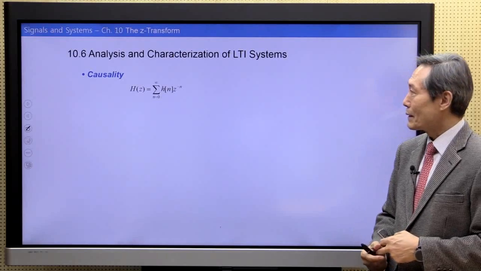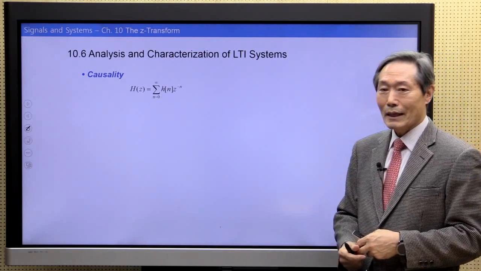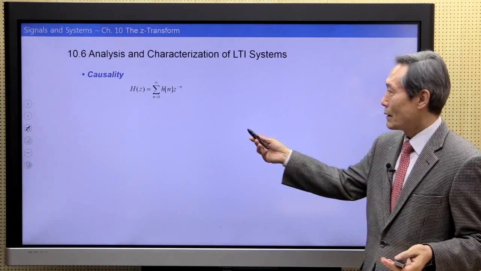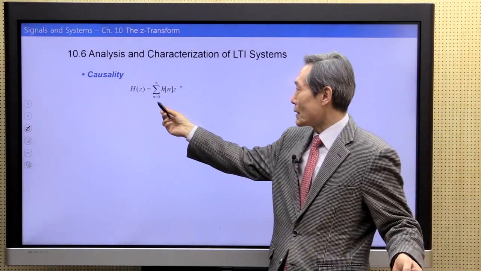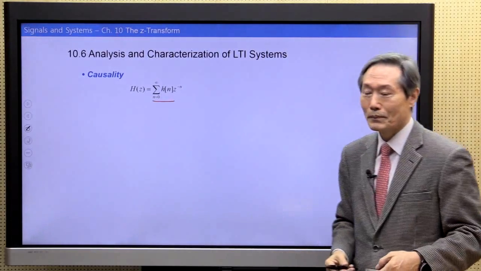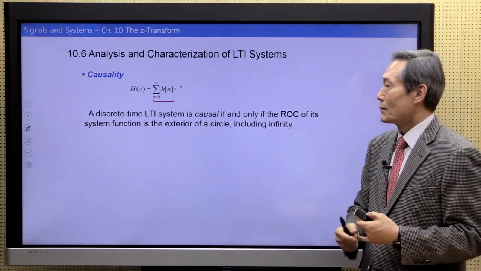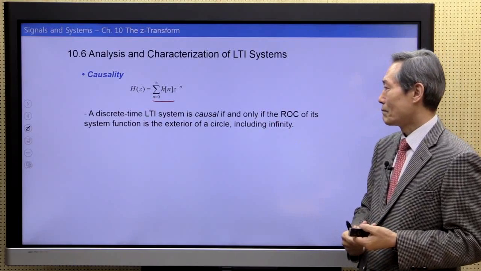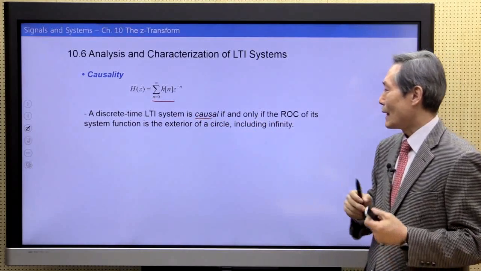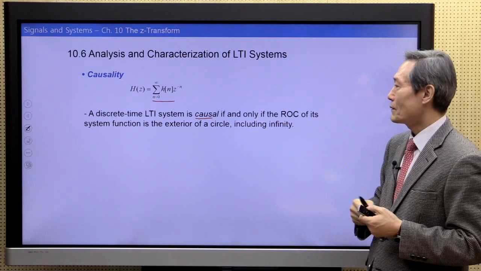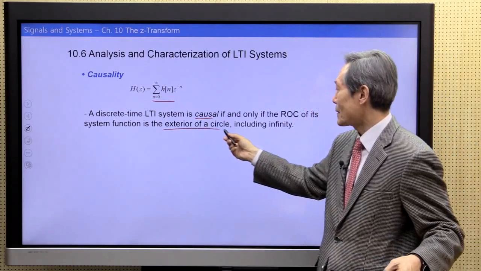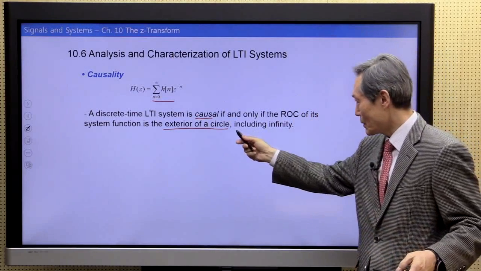Now we consider the causality and stability of an LTI system. This is the case of a causal system having all zero values for n less than 0. For a discrete LTI system, we can say it is causal if and only if the region of convergence of a system function is the exterior of a circle including infinity.